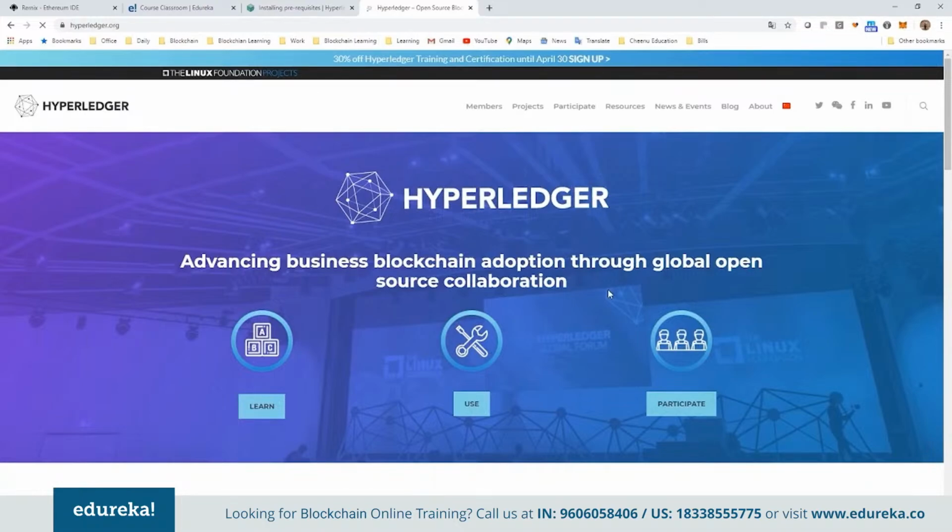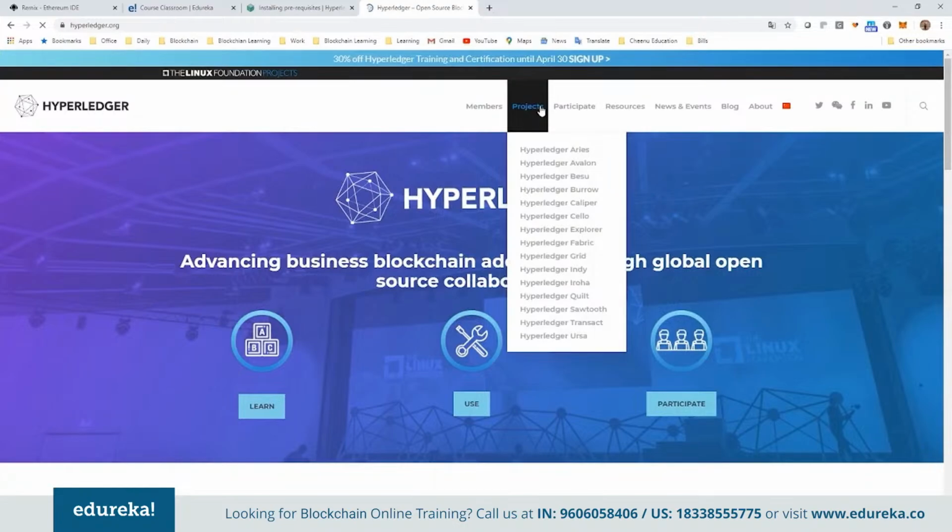The one that we will be concentrating on is Hyperledger Fabric. This is the most widely used Hyperledger instance that is used for a permissioned or a private network. The next one which is famous is Sawtooth. The rest are all rarely used. You can see that this is the Hyperledger website. These are the various products.